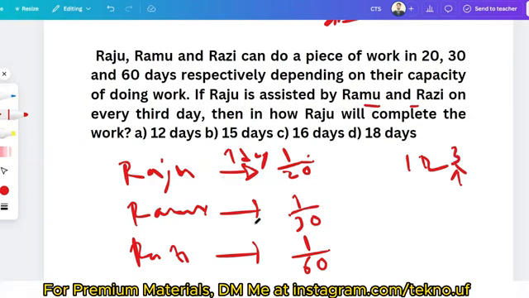So in how many days will they be able to complete the work? Let's say the total work is 1. In one day, Raju does 1 by 20.